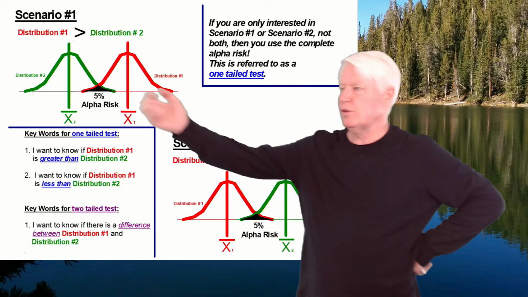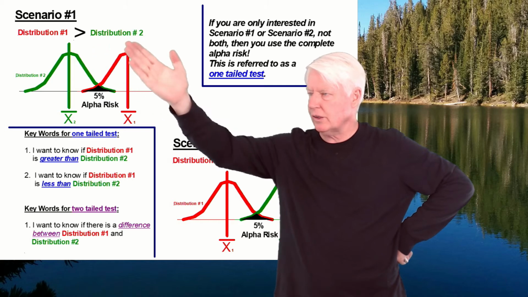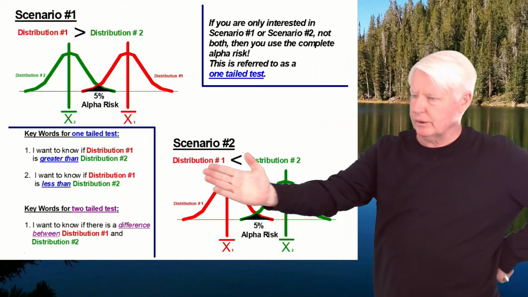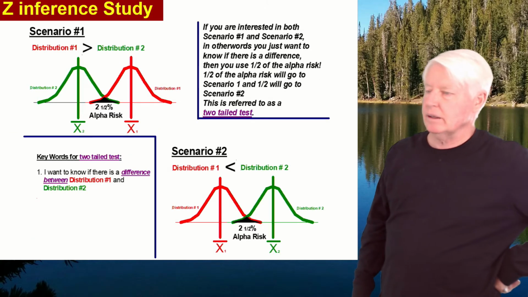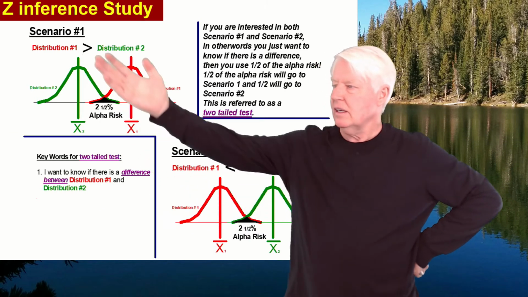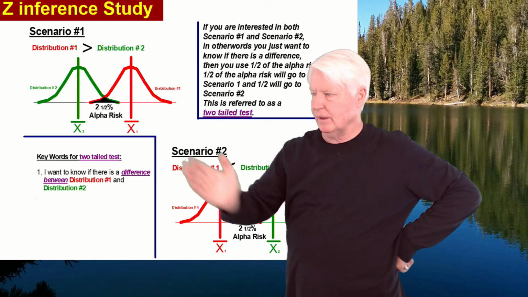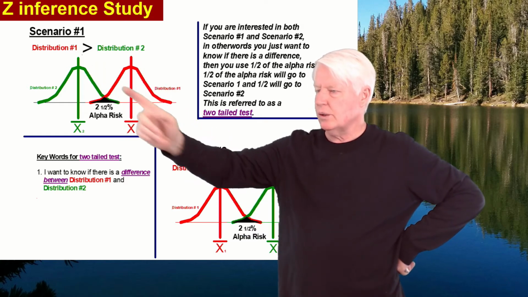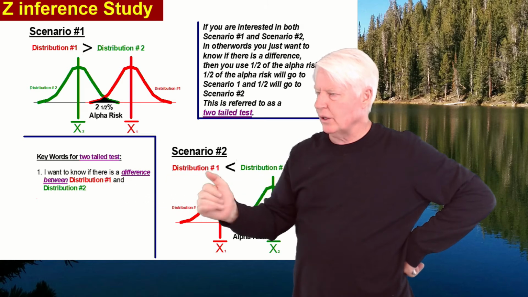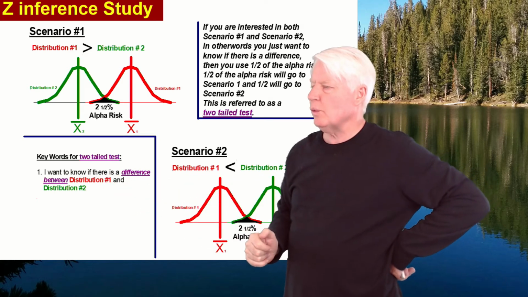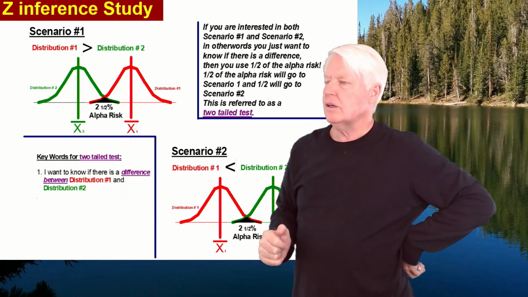Okay, there's some pictures for you. Scenario 1, distribution 1 is greater than distribution 2. Scenario 2, distribution 1 is less than distribution 2. Those are both one-tailed. Here's your two-tailed test. I'm doing both scenarios this time. So I'm going to do 2.5% for each one. Keywords for a two-tailed test. I want to know if there's a difference between distribution 1 and distribution 2.